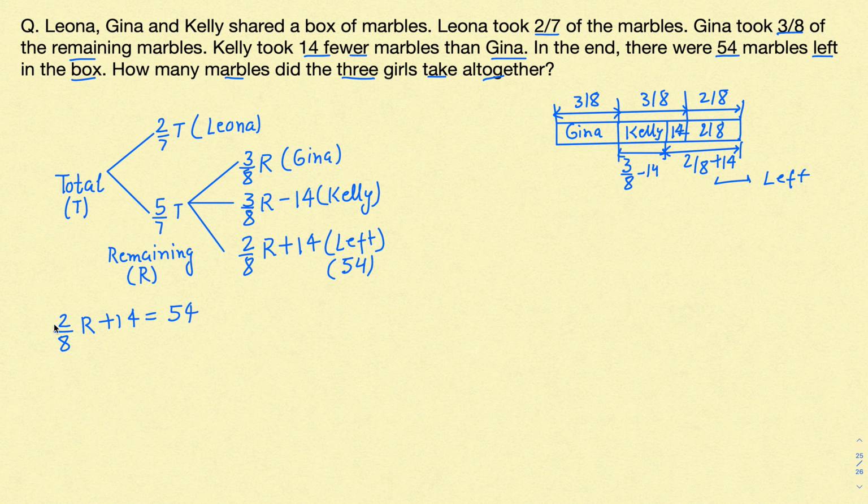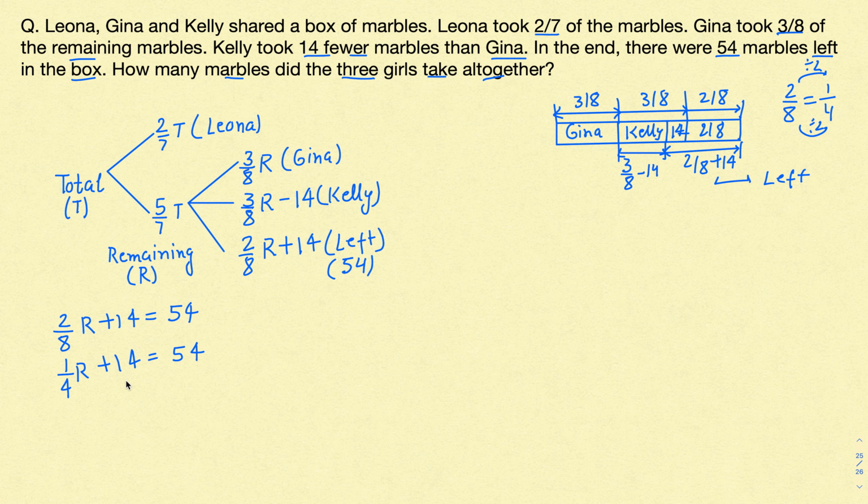This one we can simplify. The equivalent fraction of 2 by 8 is 1 by 4. Just divide both numerator and denominator by 2. So you will get 1 by 4. So we can write it as 1 by 4 of remainder plus another 1 by 4 is equal to 54.